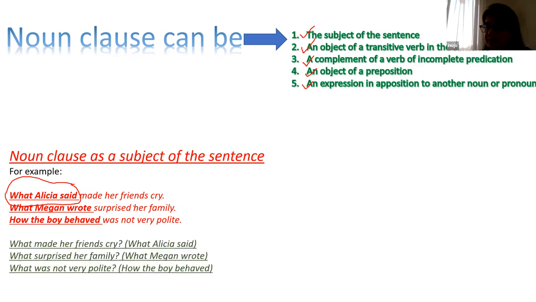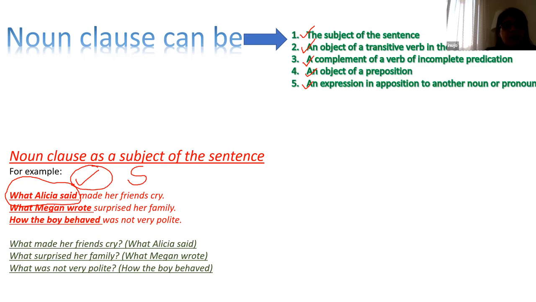When you are asking for the subject, you have already learned in your previous classes: how do you find out the subject of a sentence? You ask the question what. What, with the verb. What made her friends cry? The answer you'll get is what Alicia said. Hence, this noun clause becomes the subject of the sentence, which is represented by S here.